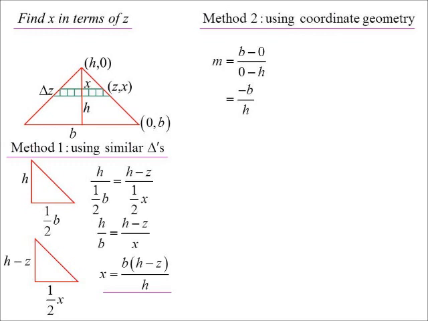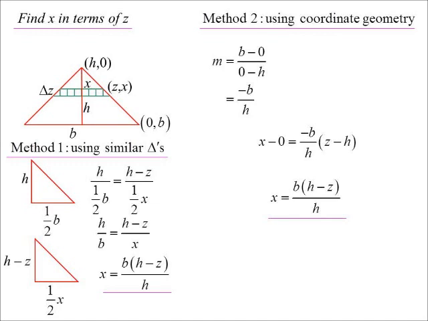Put it into the point-slope formula, but remembering this time it's x minus 0 is equal to minus b on h, z minus h. Make x the subject and we come up with the same equation. I personally prefer to go that way myself.